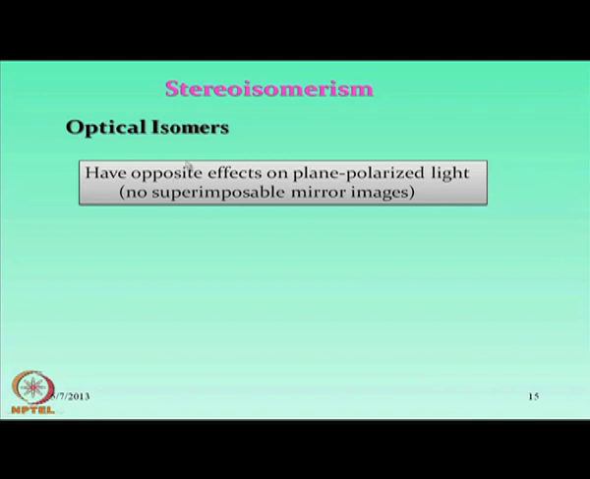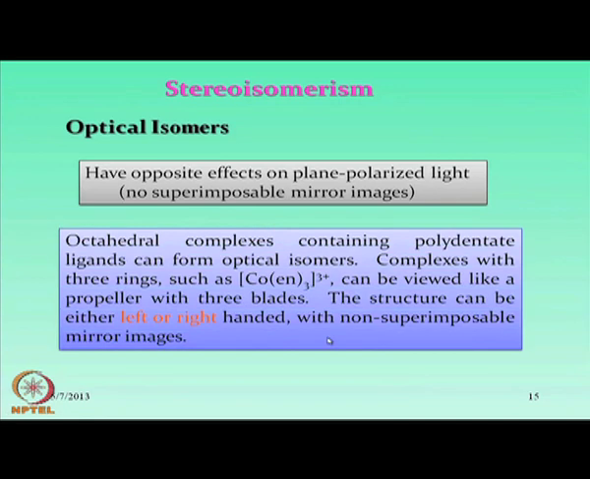That means one particular isomer can rotate the plane of polarization in one direction, and the other isomer can rotate the plane of polarization in the opposite direction. These two isomers are not superimposable on each other, and they do not have the corresponding mirror image which can be superimposed on the other molecule. So, octahedral complexes containing polydentate ligands, particularly the bidentate ligands.